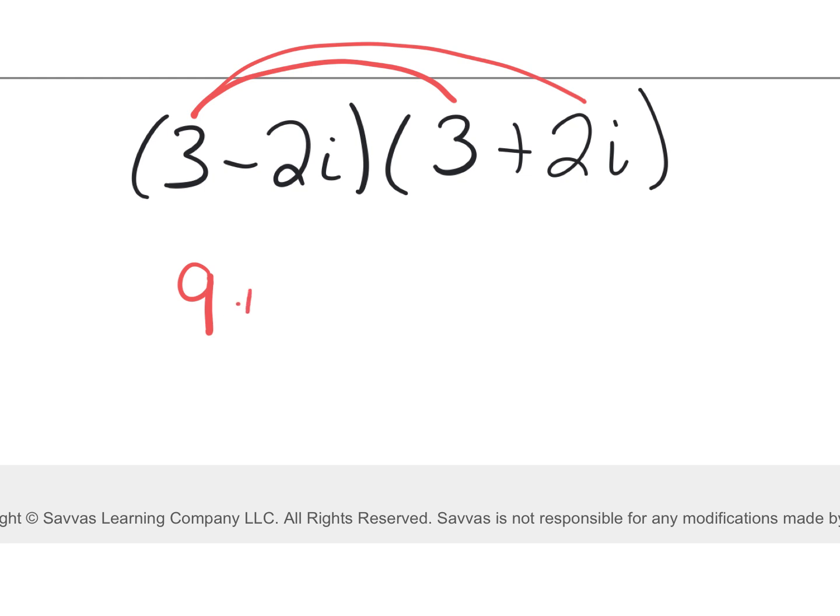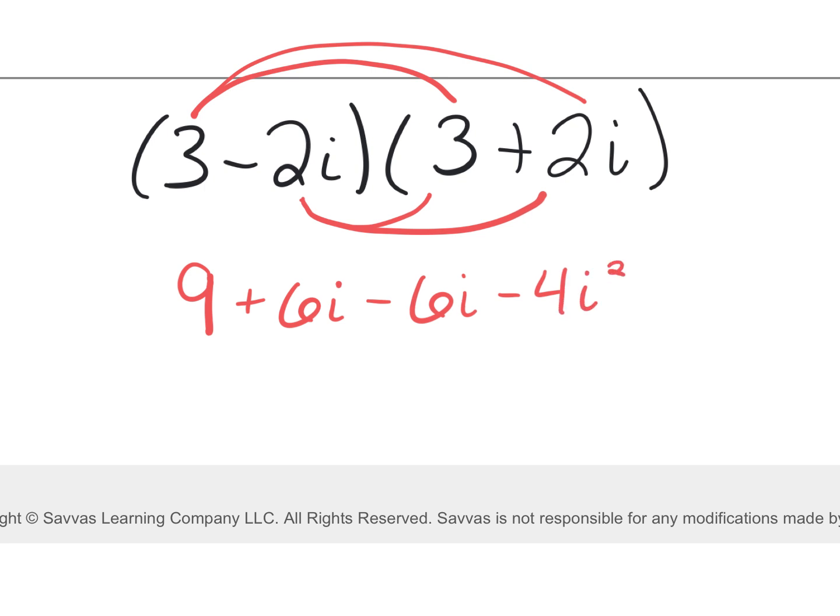Now I'm going to do the same thing with negative 2i. So negative 2i times 3 is negative 6i. And then negative 2i times 2i is negative 4i squared.